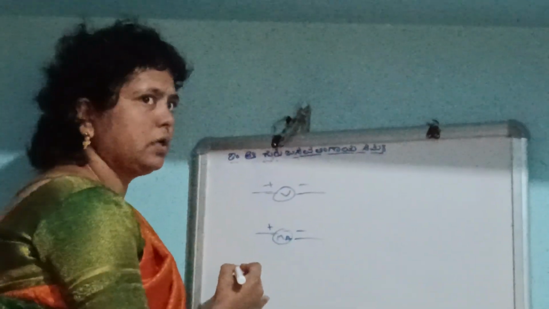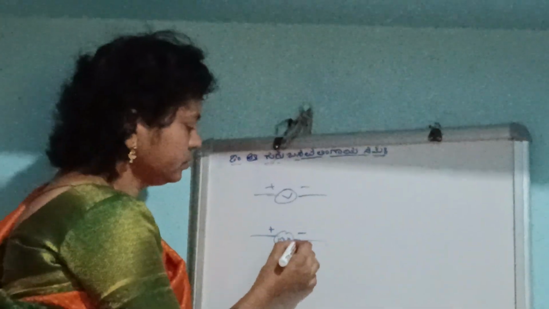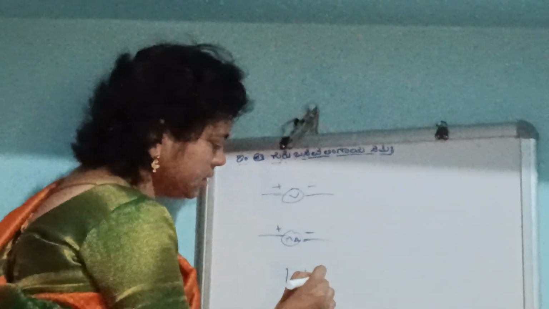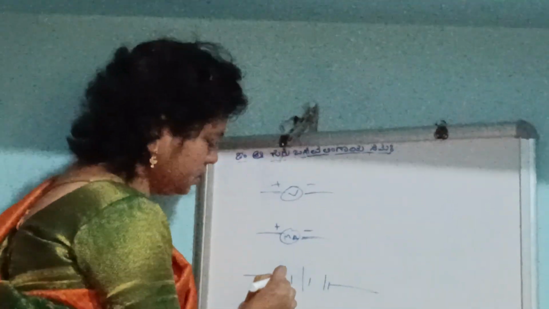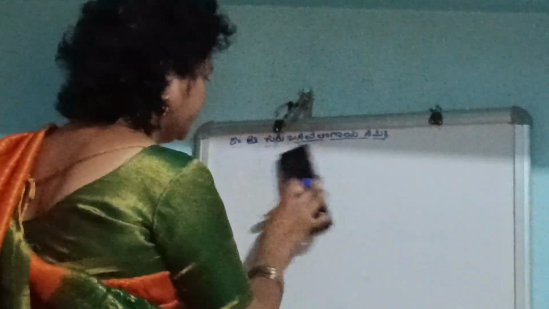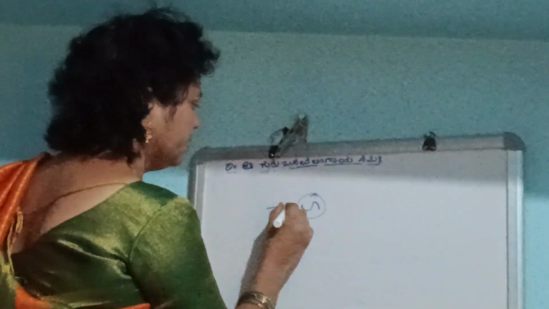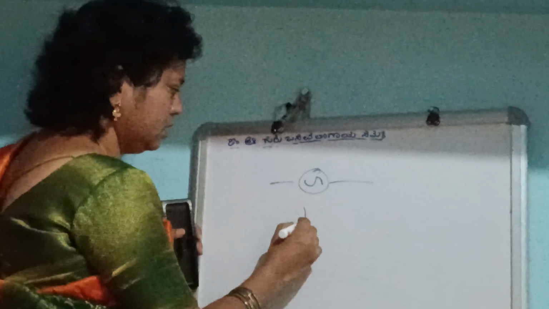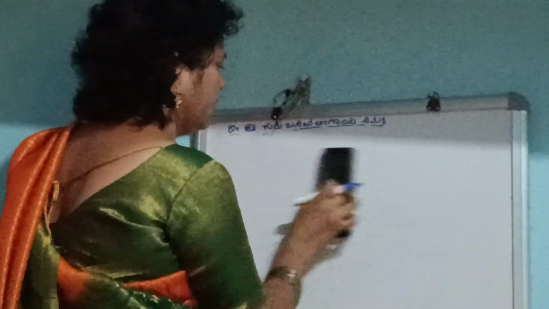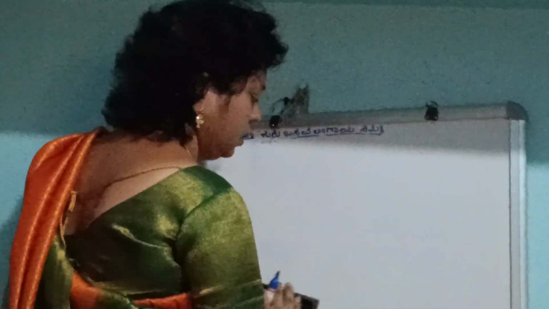Okay, next what we see: batteries, where more than one battery is connected in the circuit. This is positive, negative. Next, this is alternating current, AC. This is direct current, DC. These are all about the electric circuit.